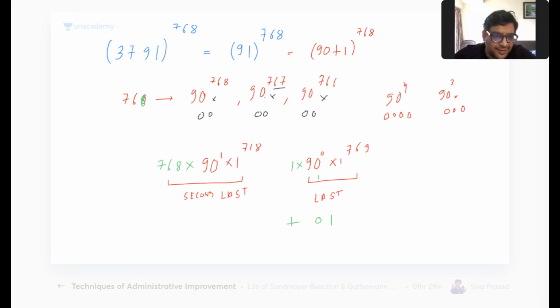What are the last two digits for this? Last digit is, it's 90 into 1 into 768. So the last digit for this is 0. The second last digit you will get from 8 into 9, or you will get it as 20. And that is how you get 21 as the answer here.